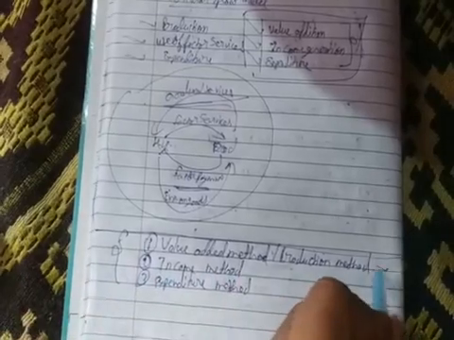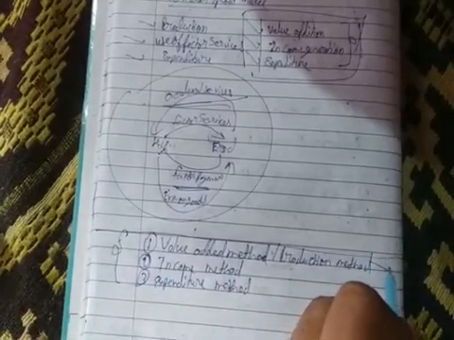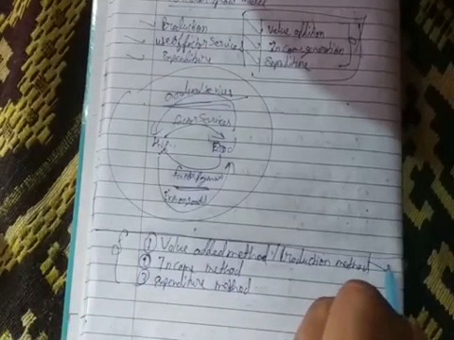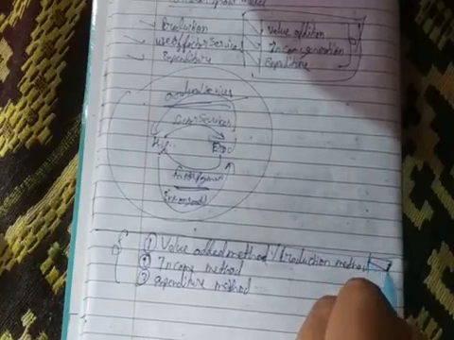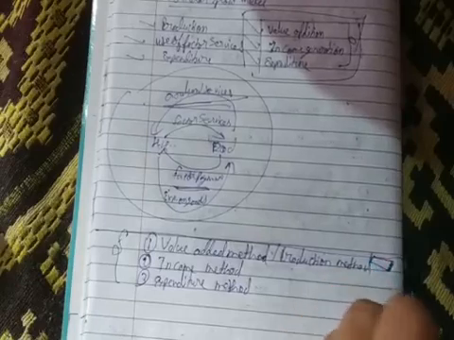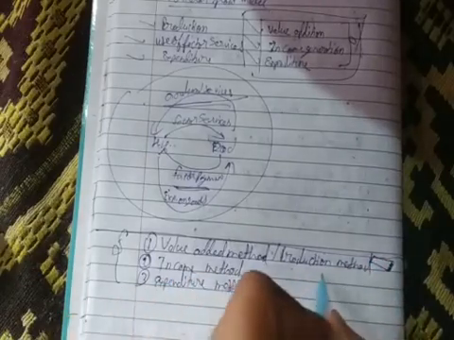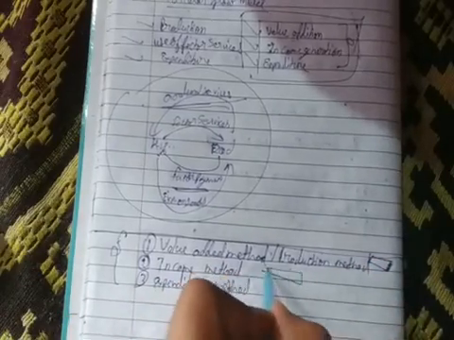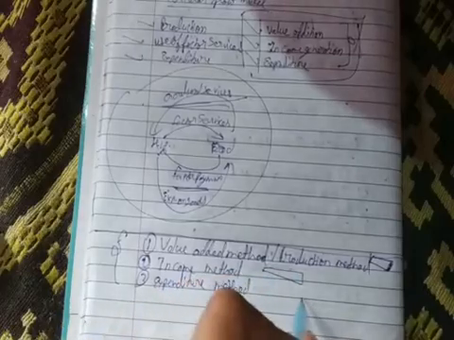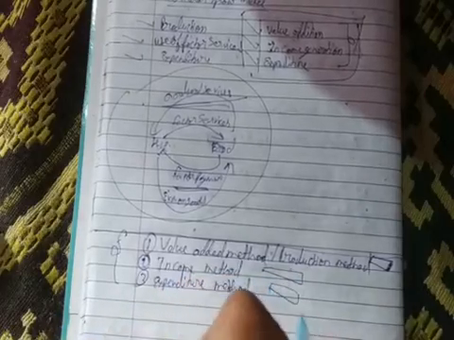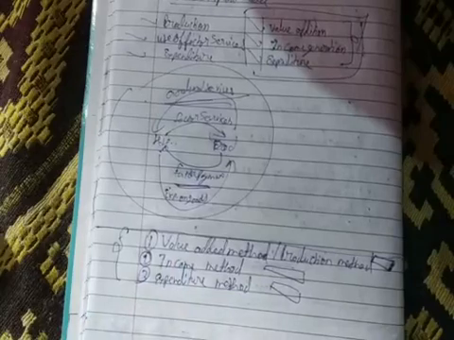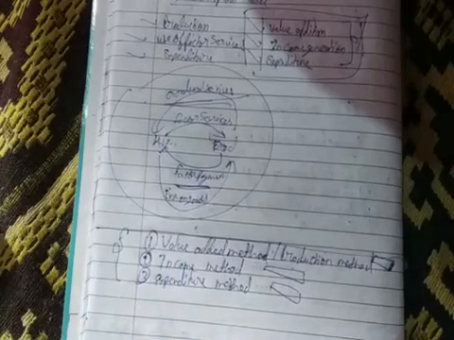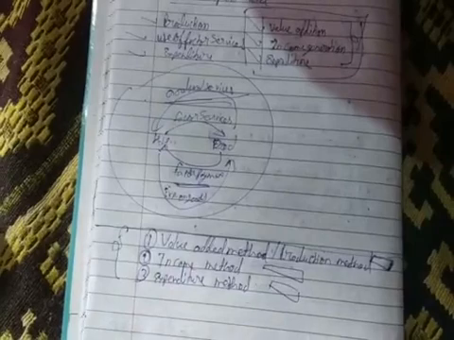The first one is the value-added method. In this method we calculate the net production, what production has taken place in the country. Then in the income method we calculate the income, and in the expenditure method we calculate expenditure. So we have three ways by which we can calculate national income.